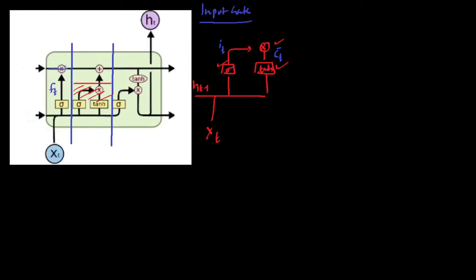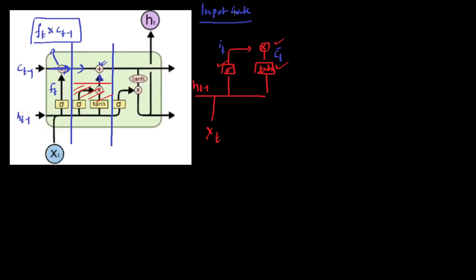And what's coming here is nothing but FT multiplied with CT minus 1. This is CT minus 1, the cell state of the previous layer. HT minus 1 is the previous hidden state, right? So FT is coming from here through here. And whatever goes here, there is a plus operation, a pointwise operation here. So forget about this part. We'll talk about this part later.